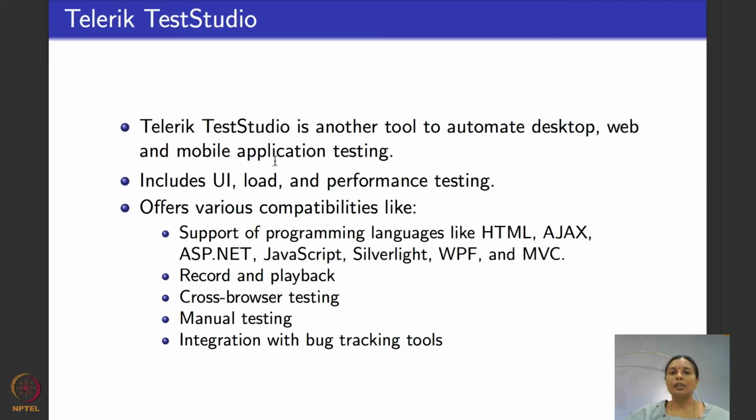Telerik TestStudio is the next in our list. This again automates desktop, web, and can be used for mobile applications testing. I don't think I listed it in my mobile applications lecture, but I'm not sure. This also does non-functional testing. It can test for graphical user interface, load, stress, and performance. It supports many programming languages like HTML, Ajax, ASP.NET, JavaScript, and so on. It offers record and playback features. In fact, most of these tools offer record and playback features, support several browsers, can do manual testing, and are integrated with bug tracking tools.